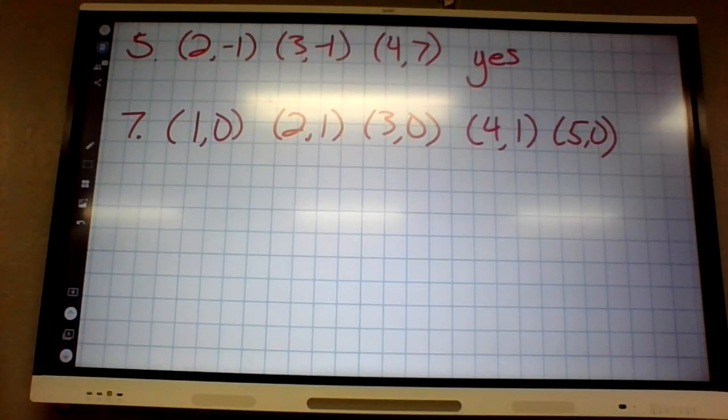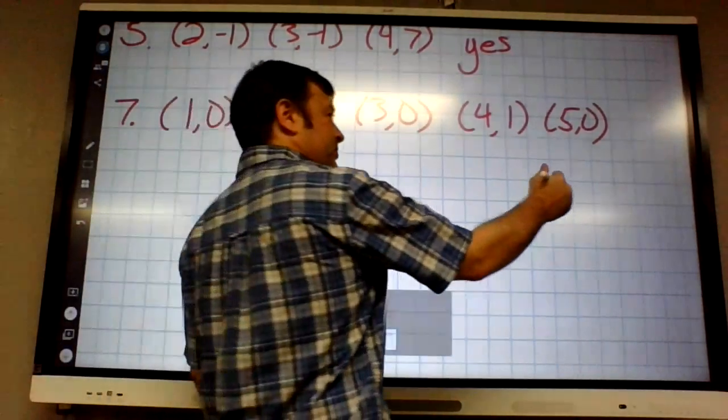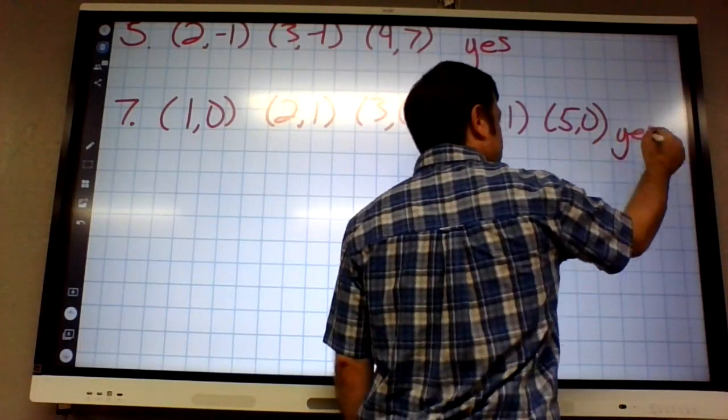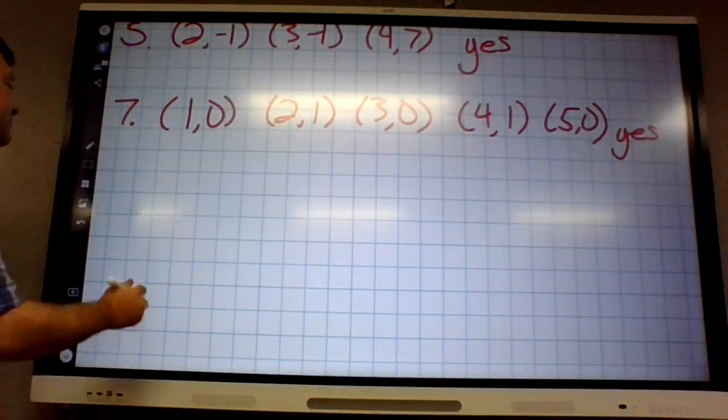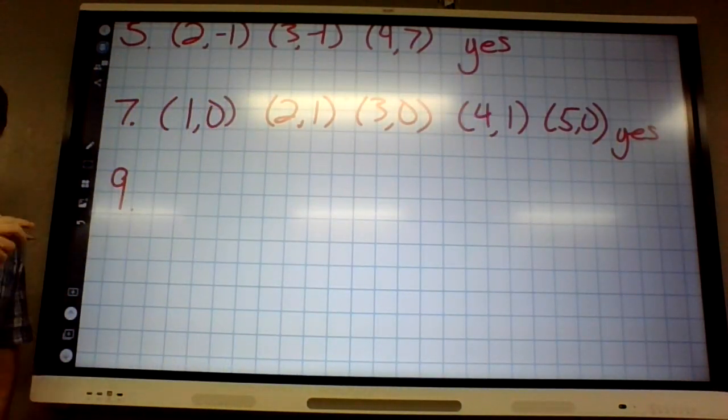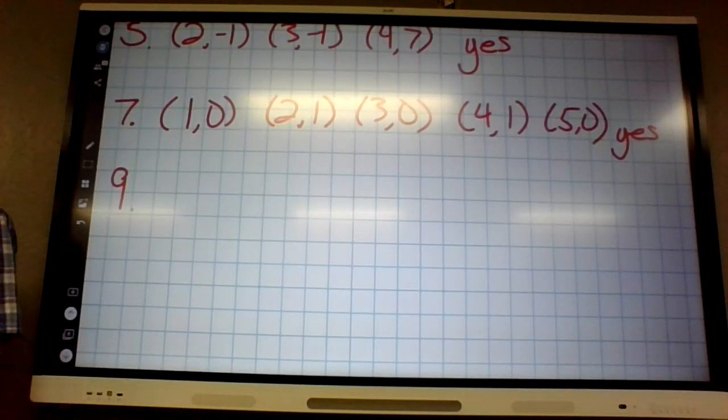Corey, is this a function? Yes, it is. All the x values are unique, so it is a function. All the x values are different, so yeah, it is.